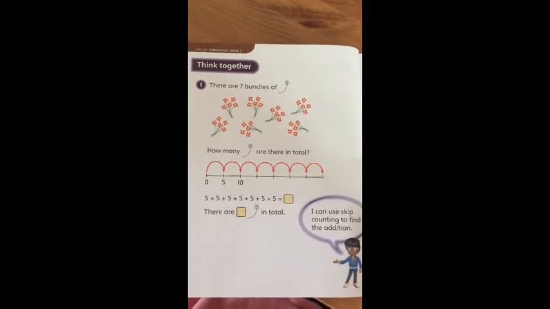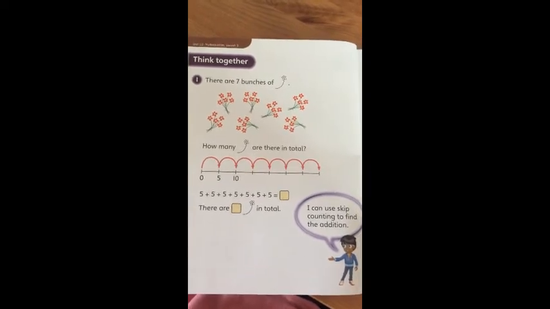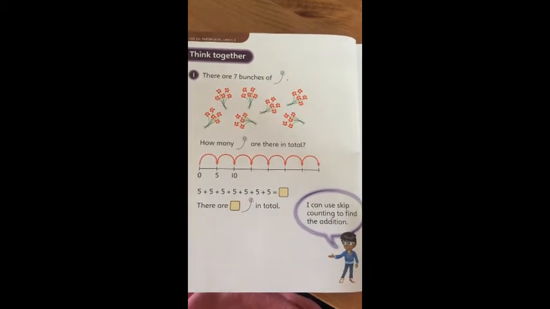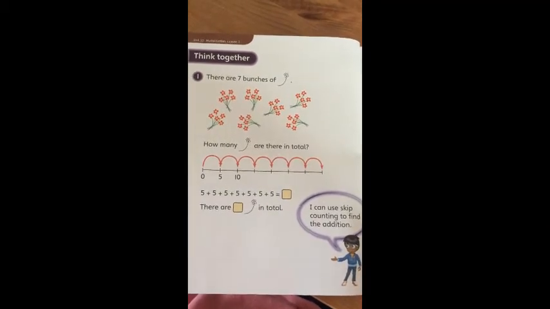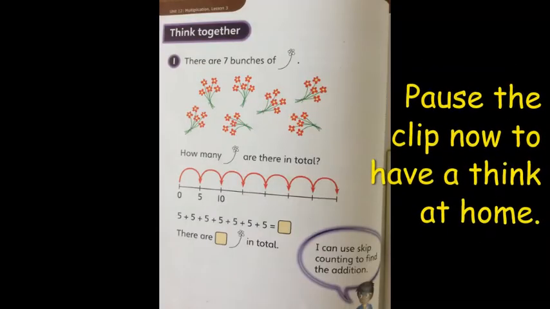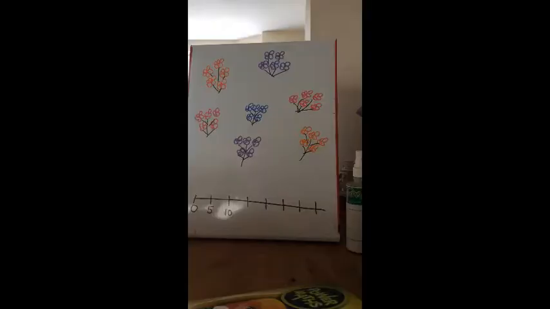Let's have a go at think together. Question 1. There are 7 bunches of flowers. How many flowers are there in total? Have a little think at home and then we'll try and answer it together. So there are 7 bunches of flowers.